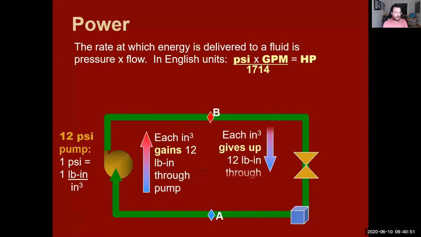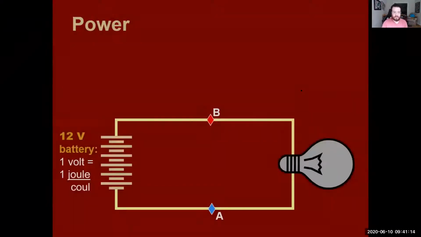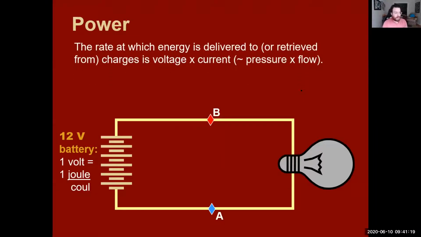So when we talk about power, power is the rate at which energy is delivered to a fluid. So it's pressure times flow. In SI, it's newtons over meters squared times meters cubed per second, and that's how we would get watts. So when we talk about the power of electricity, the rate at which energy is delivered or retracted is voltage times current.